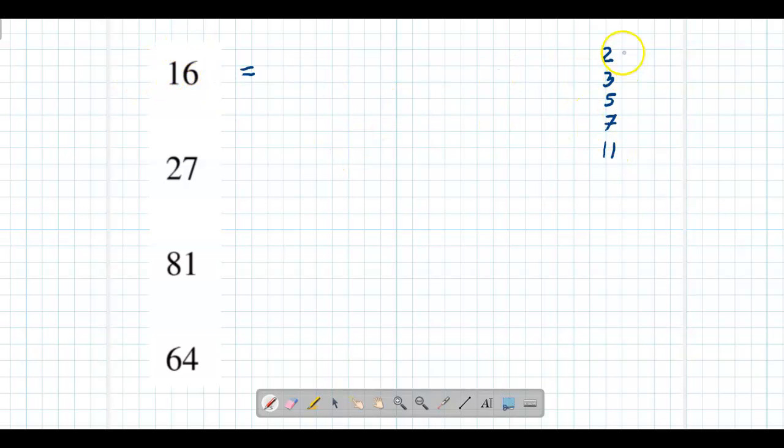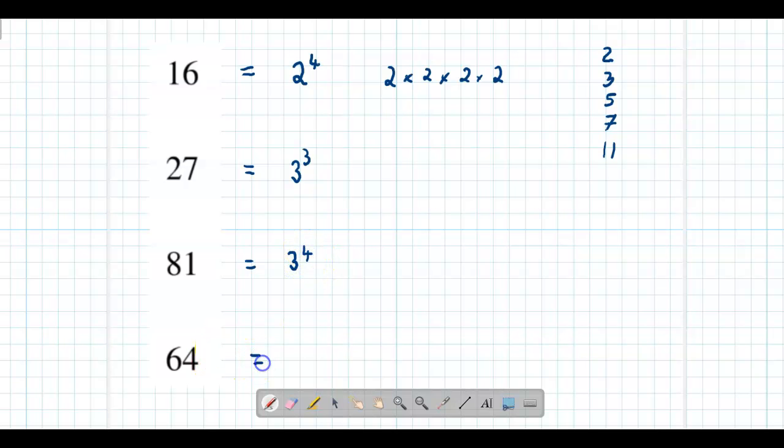Now, 16 can be written as 2 to the power of something. Now, all these are going to be chosen so that you can pick the number easily. Now, 2 to the power of 4 gives you 16, and as a quick reminder, that's just 2 times 2 times 2 times 2. So that's how we write it in prime base form. 27 is 3 to the power of 3. And 81 is 3 to the power of 4.